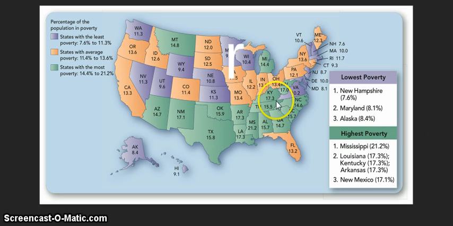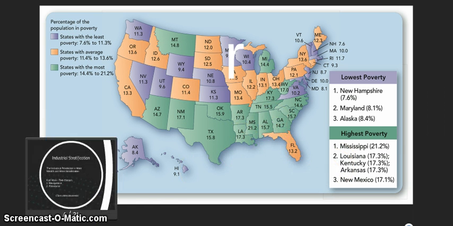But what you'll notice is that there are certain areas where you have higher levels of poverty. For example, Mississippi, which has the highest level of poverty in the United States. It's also a state that has very low levels of spending on education. So there are connections that you can see when you start looking at these trends. But this certainly relates to social class.